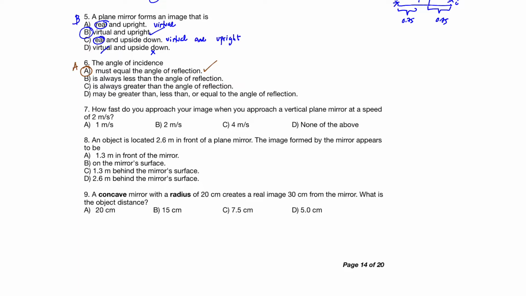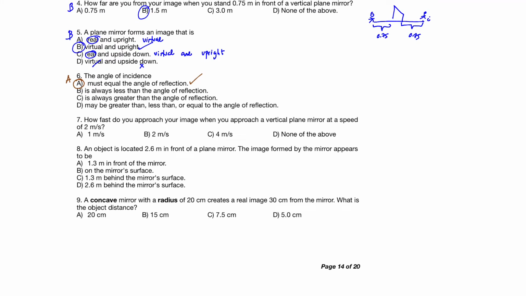Next, how fast do you approach your image when you approach a vertical plane mirror at a speed of 2 meters per second? So per 1 second, you travel 2 meters, right? But for a mirror, for every 1 second, the closing distance is around 4 meters, right? Because that is the distance between the image and the mirror. So that would be letter C, 4 meters per second.